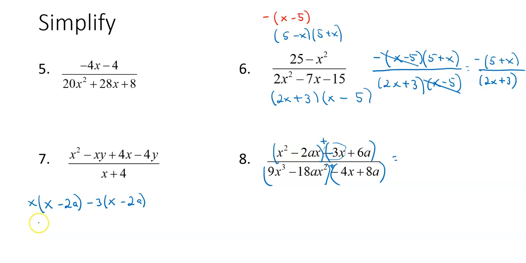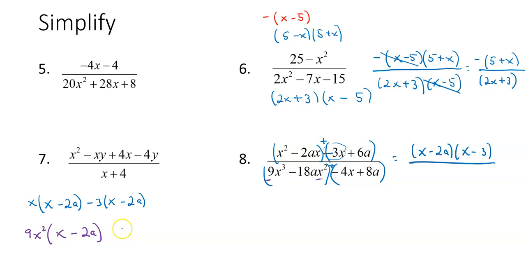So then on the top, I get x minus 2a times x minus 3. All right, let's work the bottom out. Do it in different colors so we can tell one from the other. On the bottom, I've got a common factor of 9 and x squared. So let's pull out a 9x squared. And I'm left with an x minus 18 divided by 9 is 2. When the x squares drop, I just have an a.